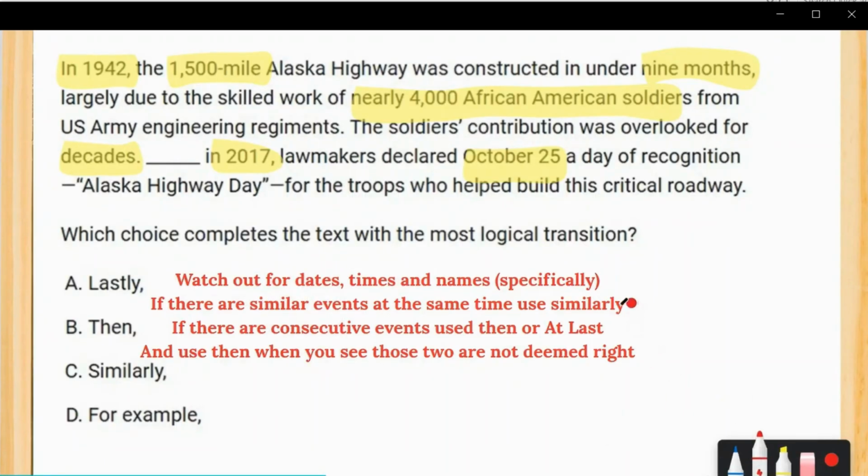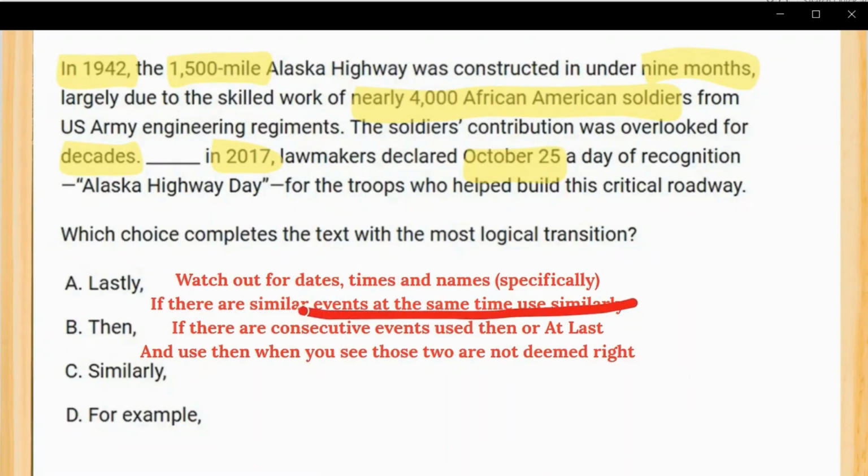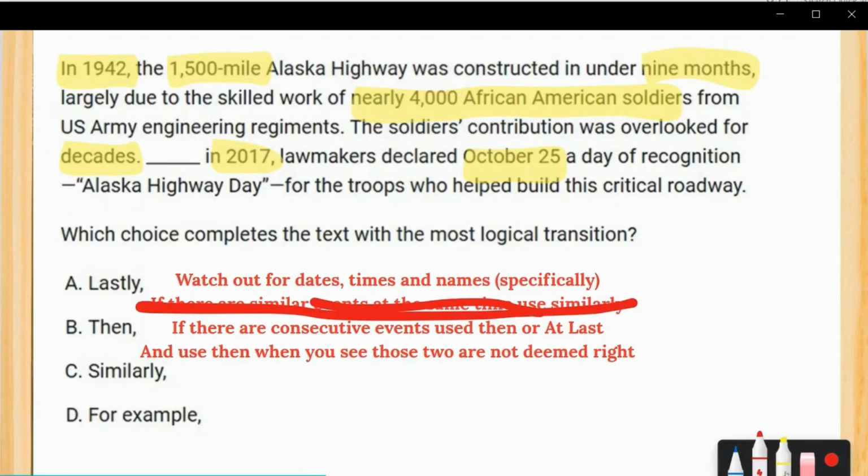So let's cut this out from here. We cannot use "similarly" here because they may look like similar events, but they are not, because they have different timelines and different stories. Now, let's go for the third one. If there are consecutive events, use "then" or "at last." So many mistakes.